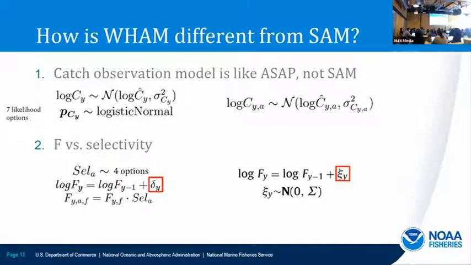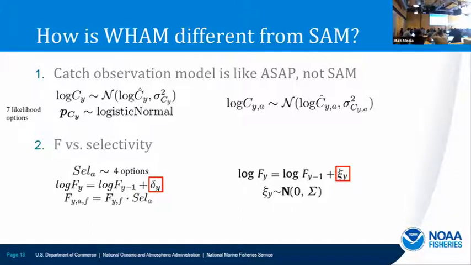A question that people have been asking, rightfully so, is how is WHAM different from SAM? This was a good opportunity for me to go back to the equations and really get my head wrapped around it. On the left, we have WHAM. On the right is how SAM does things. So the catch observation model in WHAM is like ASAP, in that you have aggregate catch in each year, not like SAM, which has catch in numbers at age for each year. So WHAM is fitting to the aggregate catch and then age composition in each year. And there are several different options for what likelihood you want to use.